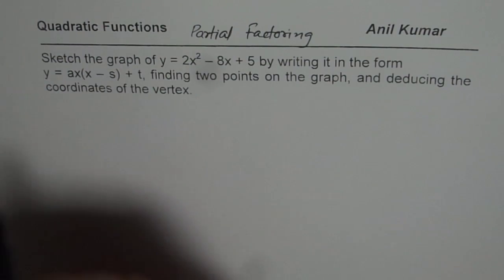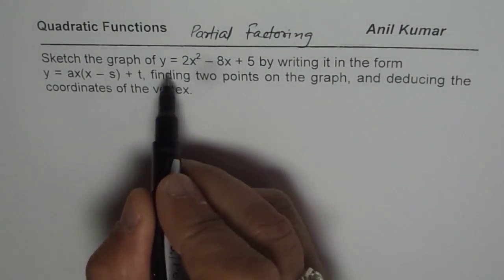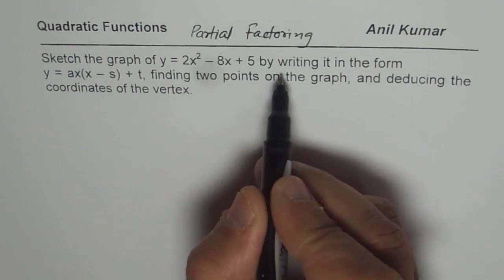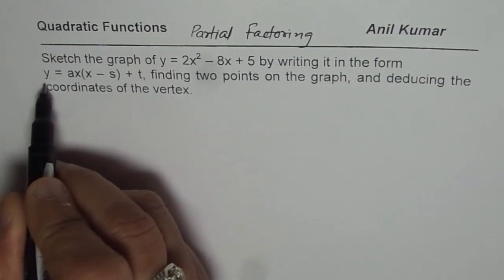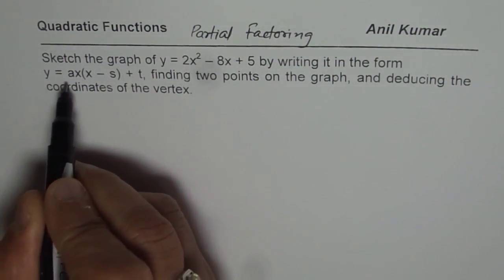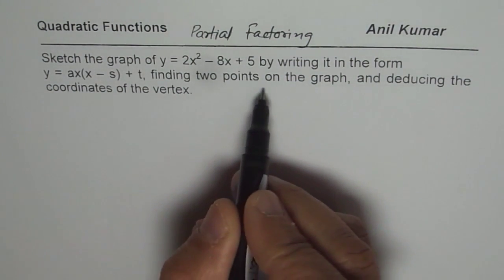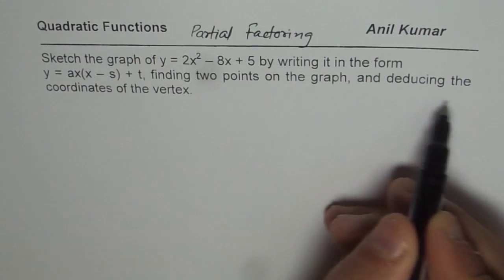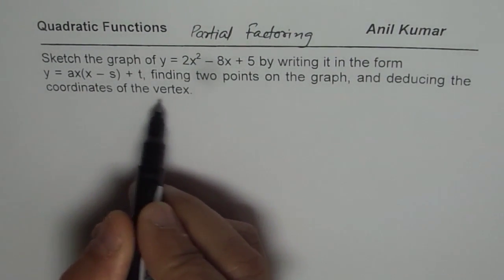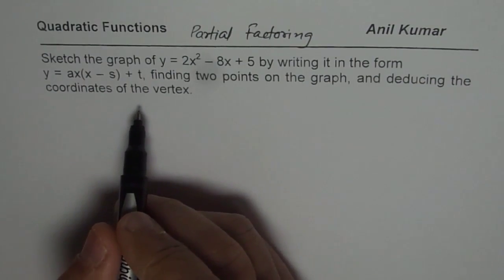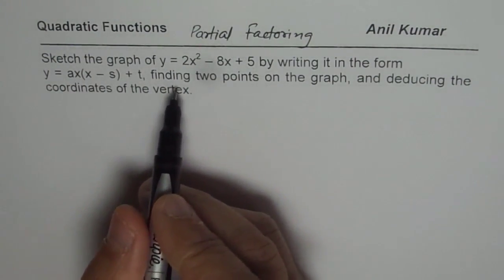The question here is, sketch the graph of y equals 2x squared minus 8x plus 5 by writing it in the form of y equals a times x times (x minus s) plus t, finding 2 points on the graph and deducing the coordinates of the vertex. So it's kind of a complicated statement, but that is exactly what we are going to do, right? So you will understand what this means as we move forward.